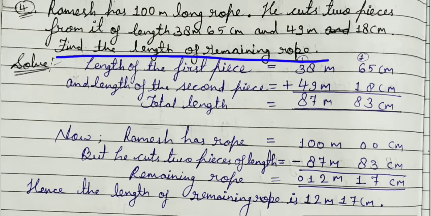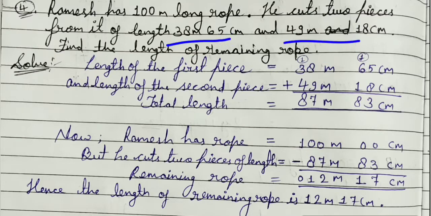So how to do the calculation? We will solve this question in 2 parts. Do you know why? Because first we have to calculate the total length. You can see here there are 2 pieces given. So our first step is to calculate the total length of these 2 pieces. When we have calculated the length of these two pieces, after that we will subtract the total length from 100 meter. So this was the second step.